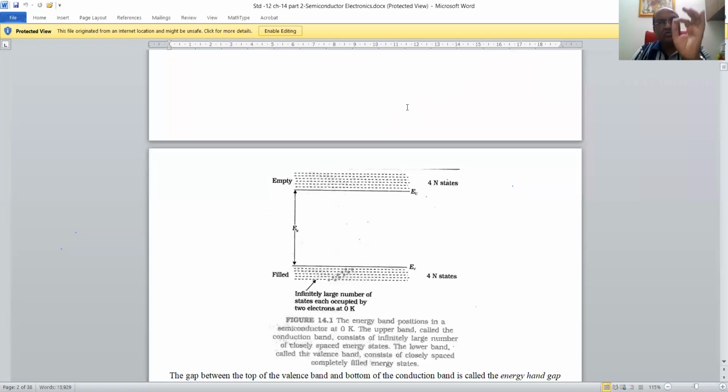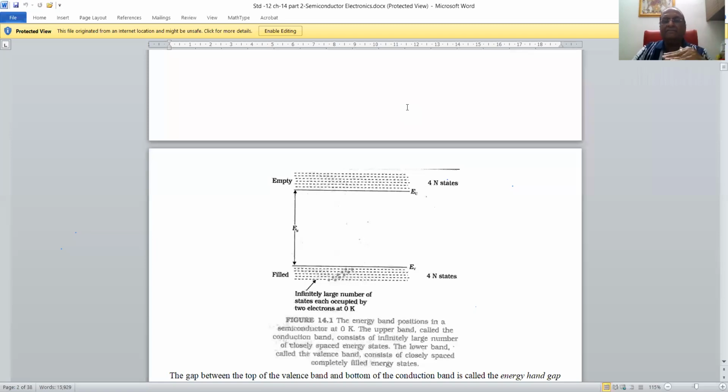Suppose we think about total n number of atoms. Then in n number of atoms in outermost orbit, 8 per atom, so 8n energy levels are available for electrons to occupy. Now out of this 8n, 4n energy levels or the states are filled and 4n are empty.